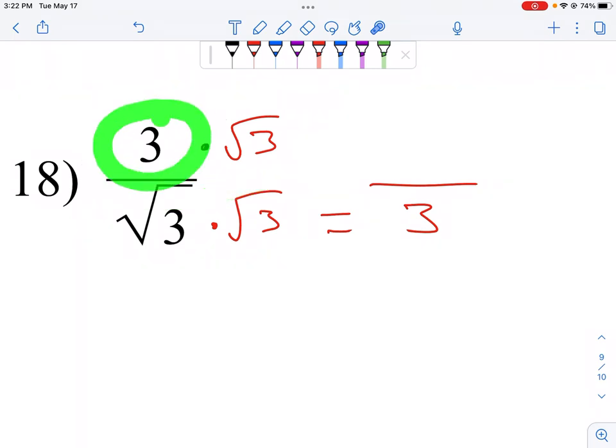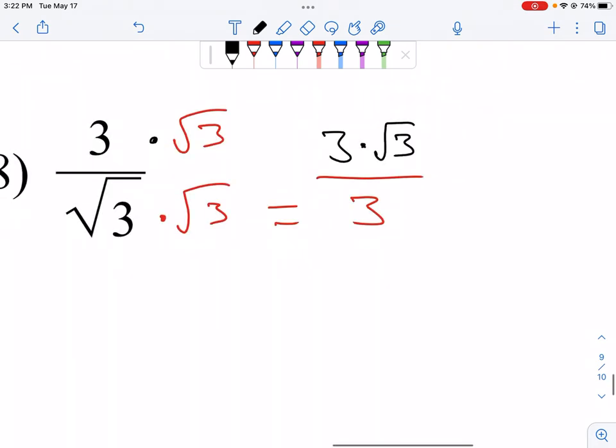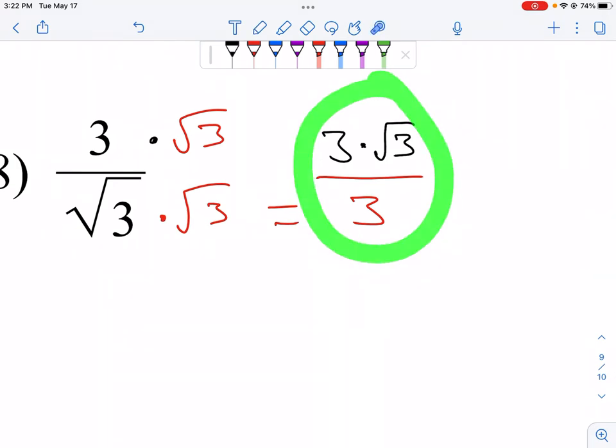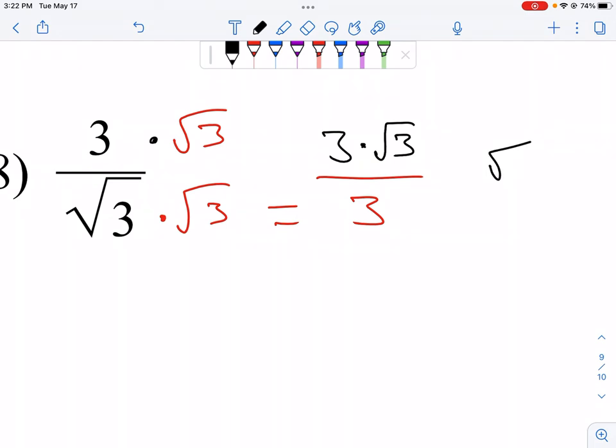So what I have is an outside 3 that's multiplying with an inside 3. What I am able to do from here is reduce my outside 3's. 3 over 3 makes 1. So this ends up just being 1 rad 3, or I could just call that rad 3. These cancel each other out.